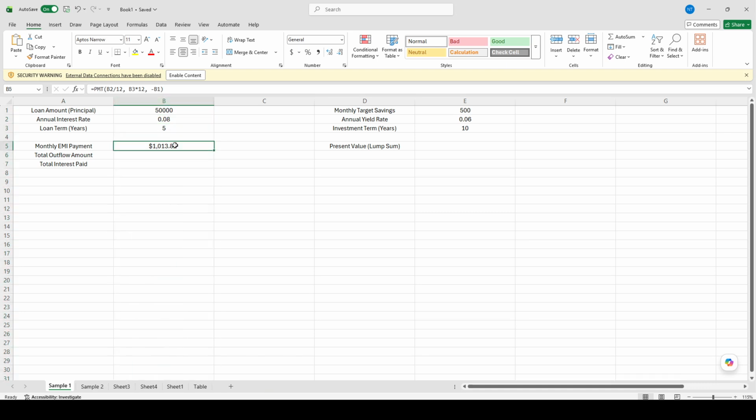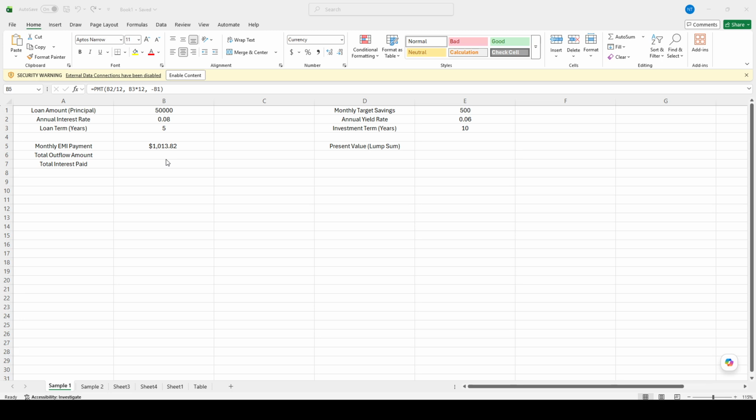Here B2 represents the annual interest rate, so dividing it by 12 converts it into a monthly interest rate. B3 represents the loan duration in years, so multiplying it by 12 converts the period into months. B1 represents the loan amount. The loan amount is entered as a negative value inside the formula, so that Excel returns the EMI as a positive payment amount. This makes the result easier to read and understand.